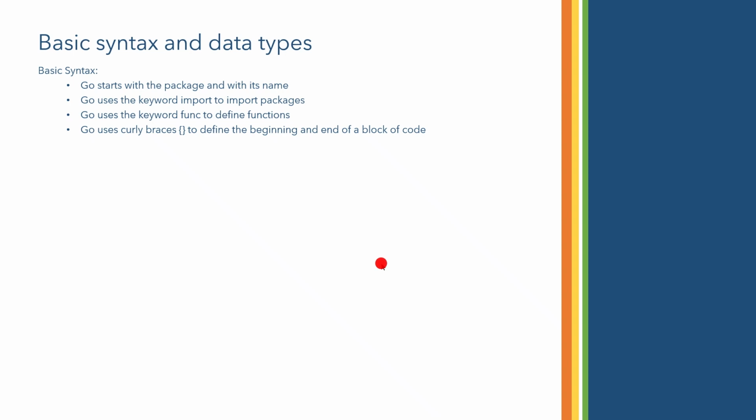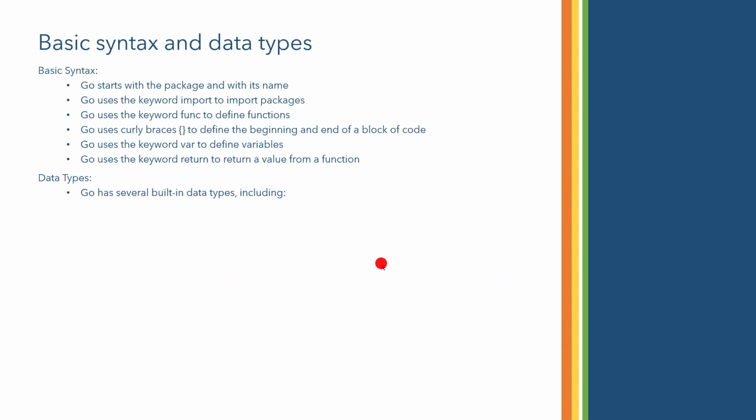Basic syntax. Go starts with a package and its name. We will see with an example. Go uses the keyword import to import any packages. Go uses the keyword func to define functions. Go uses curly braces to define the beginning and end of a block of code. Go uses the keyword var to define variables. Go uses the keyword return to return a value from a function.